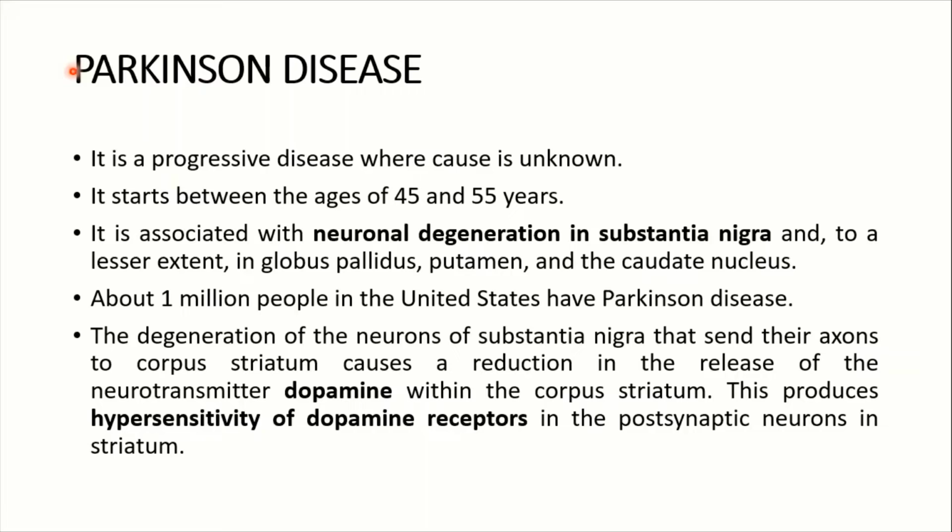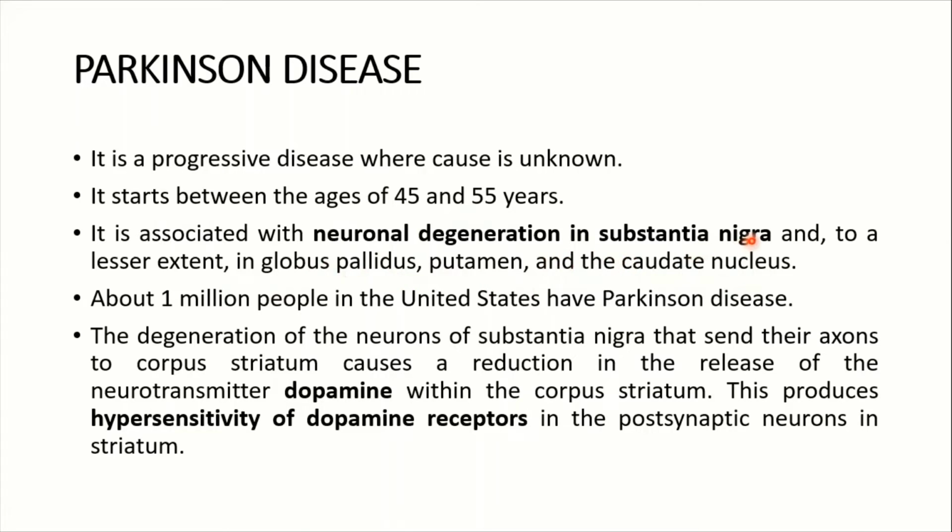So the most important, what I believe is very common all over the world, especially the United States of America, right? It is a progressive disease where the cause is unknown. Some patterns are iatrogenic or post-encephalitic, etc. I will discuss in the end as well of the Parkinson disease, but mostly its cause is unknown. It starts between the ages of 45 and 55 years typically. It is associated with neuronal degeneration in substantia nigra and to a lesser extent in globus pallidus, putamen, and the caudate nucleus, right? So you note it out, right?